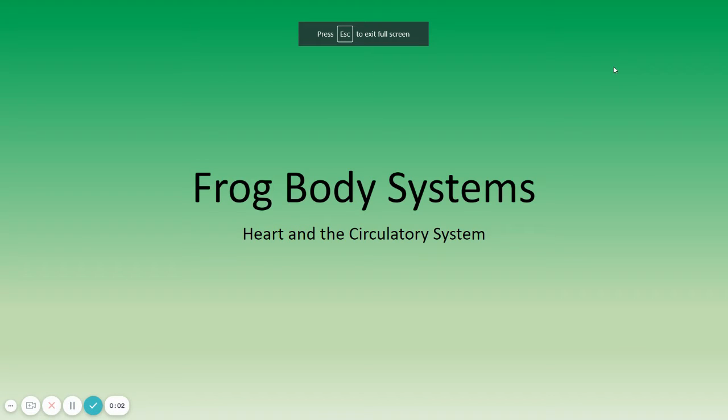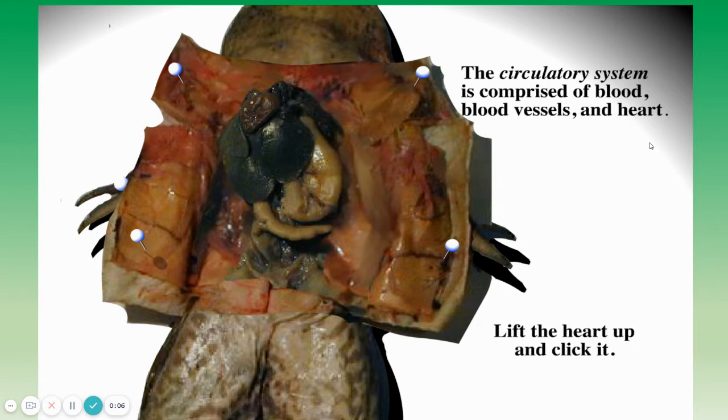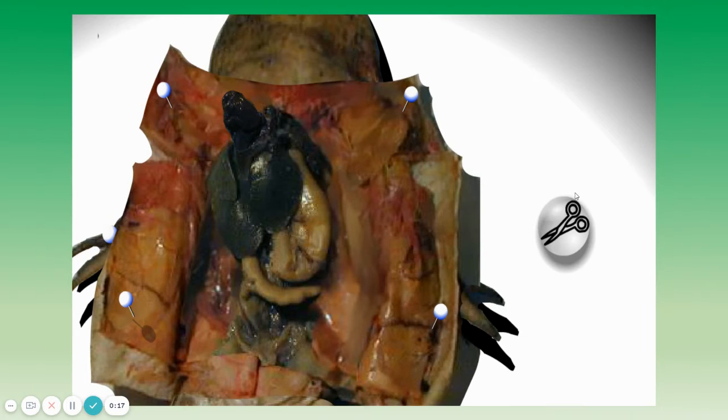Frog body systems, the heart and circulatory system. The circulatory system of the frog is comprised of blood, the blood vessels, and the heart. So this is the heart, and you can see it right there.